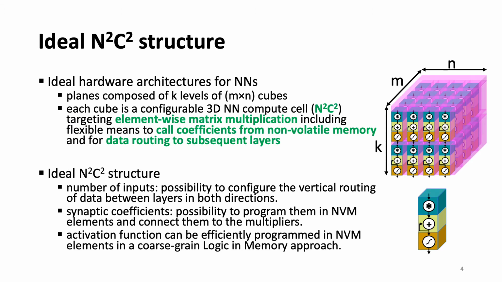On the contrary, we know that ideal hardware for NNs should feature planes composed of k levels of n times n cubes, each cube being a configurable 3D NN compute cell, that is N2C2, targeting element-wise matrix multiplication, including flexible means to recall coefficients from non-volatile memory and for data routing to the subsequent layer.